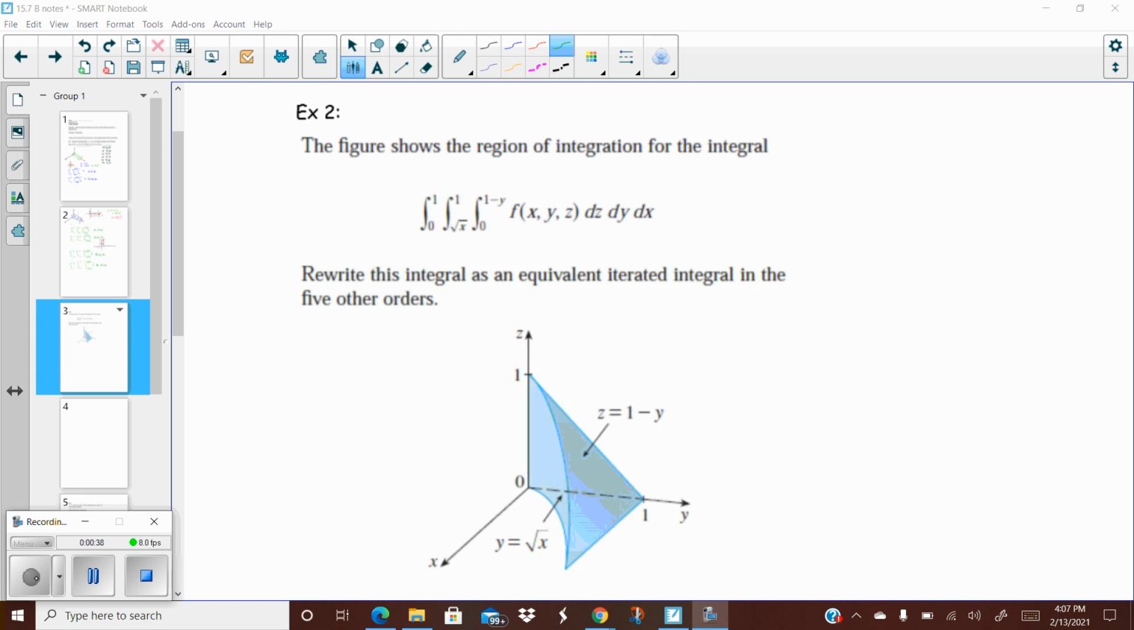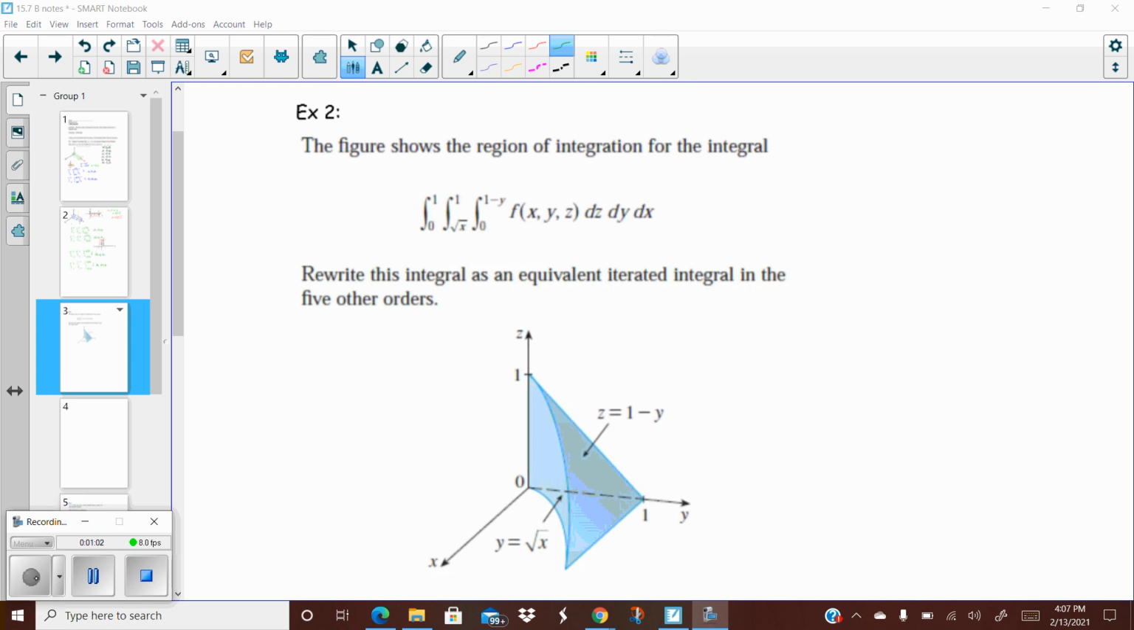So a couple things that we should know. First of all, in this case, they gave us the first integral, so we have to find the other five. They gave us one where they did dz, dy, dx. So in this case, the xy plane is going to be our two-dimensional projection to start with.